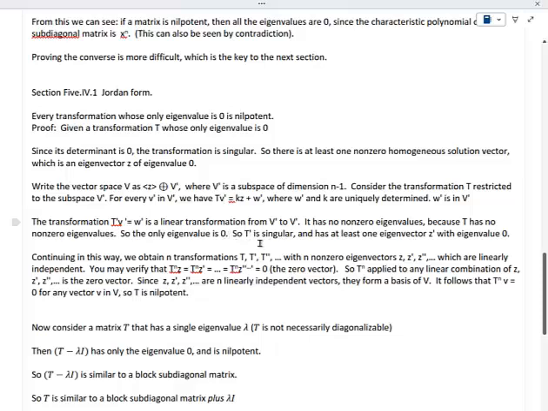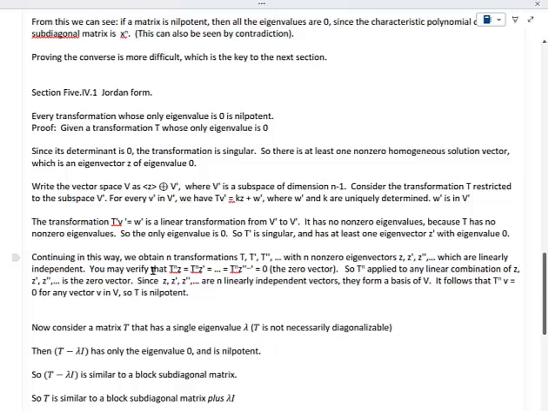So T prime is singular, so it has at least one eigenvector with eigenvalue 0. So you just continue this way, and you'll keep getting more and more eigenvectors with eigenvalue 0, which are linearly independent. Okay, it's linearly independent because at each stage I'm breaking the set up into a direct sum. So any vector in the subspace is not in the previous spaces.